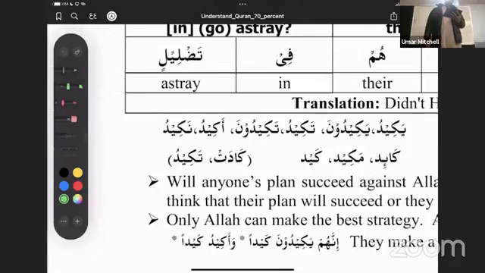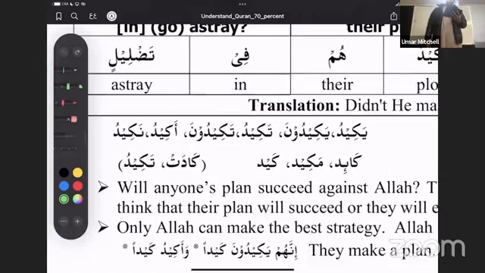Present tense. Yakidu, yakiduna, takidu, takiduna, akidu, nakidu. Yakidu huwa, yakiduna, takidu anta, takiduna antum, akidu ana, nakidu nahnu. Okay?